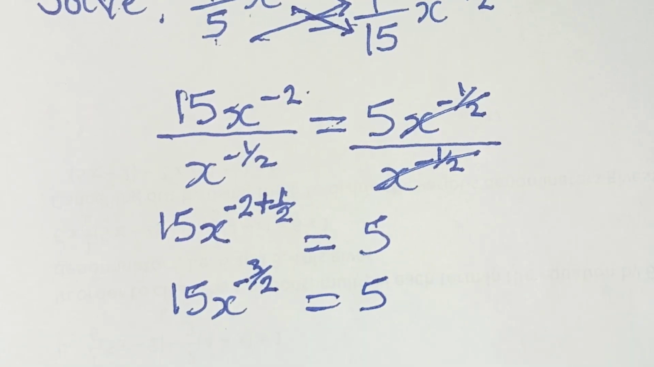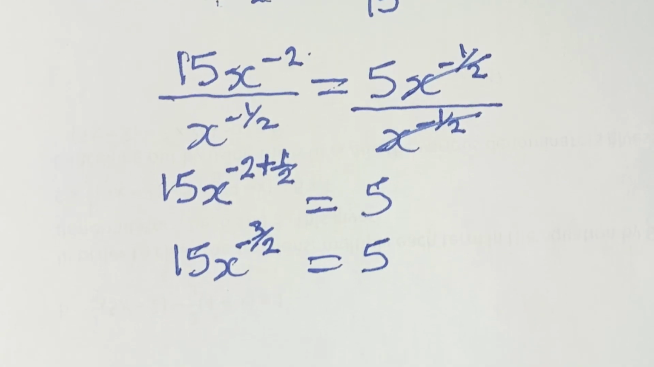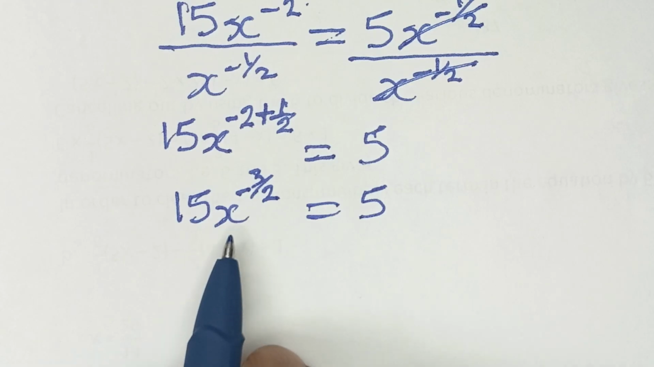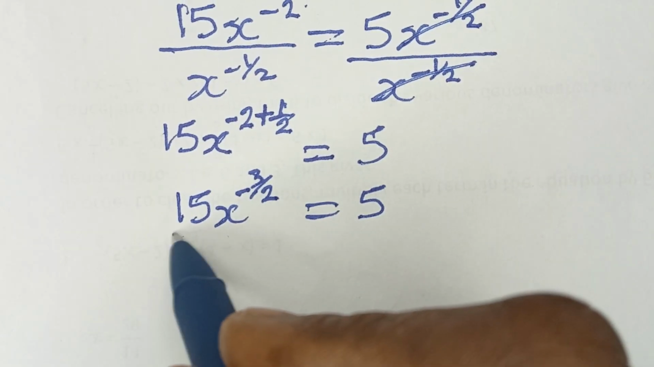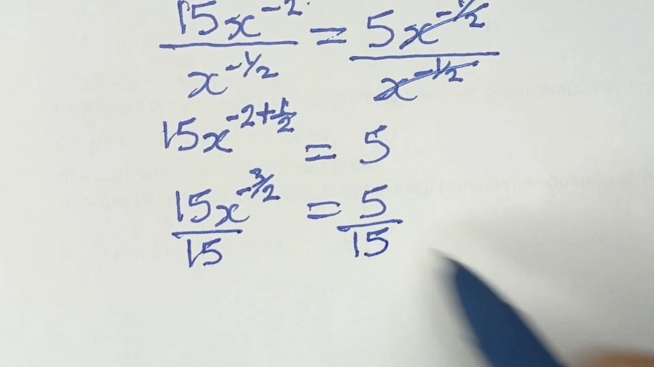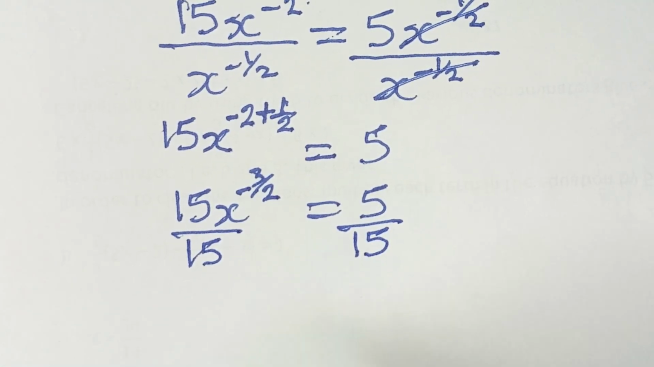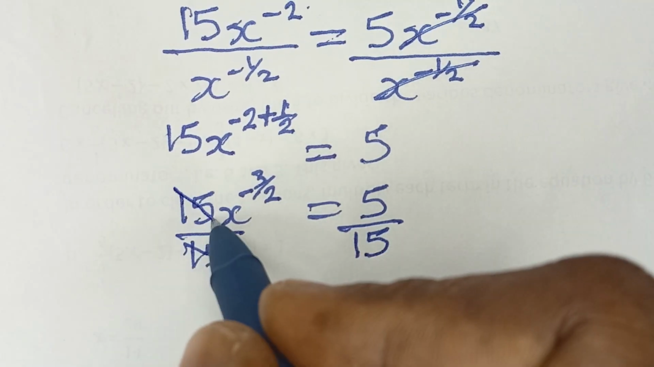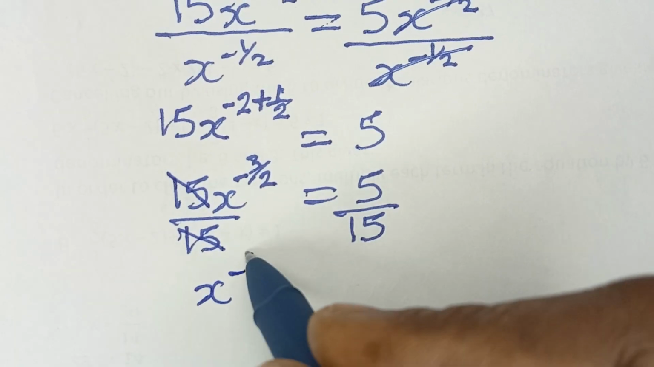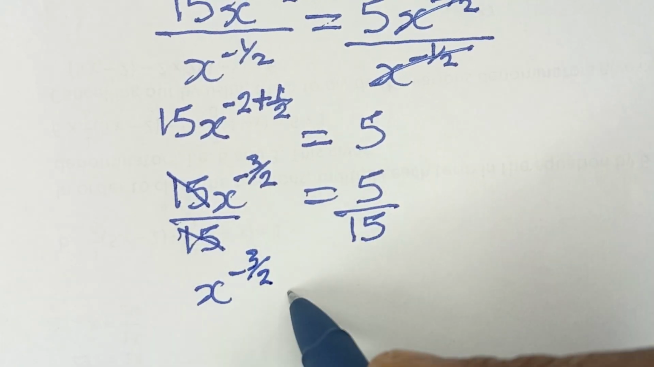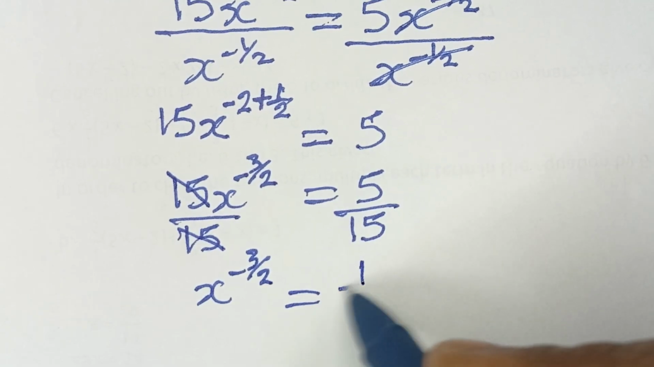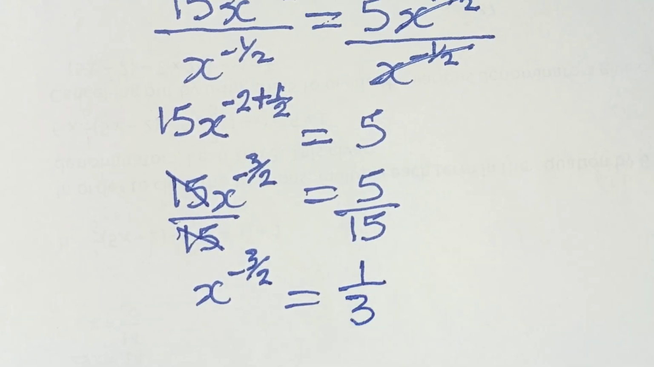The next thing I can do here now is to divide both sides of the equation by 15, so that x alone will be left here. So I can simply divide this by 15 and then also divide this by 15. So now what do I have left? 15 cancels 15. So on this side I'm left with x raised to power negative 3 over 2, and that will be equal to 5 divided by 15, which in its lowest term is 1 over 3.